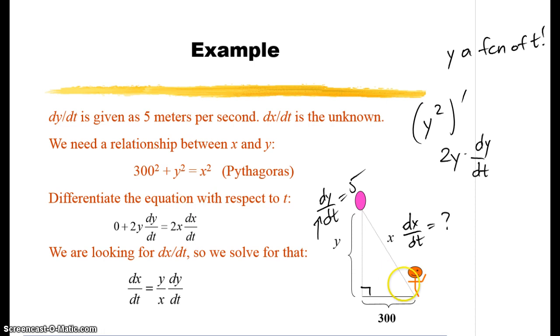Likewise, x is a function of t because as time passes, this distance here changes. Therefore, the derivative of x squared is 2x dx/dt. We were looking for dx/dt, so we isolate that by itself on one side of the equation. In other words, simply divide both sides by 2x here. And that's how we obtain y over x times dy/dt for dx/dt.